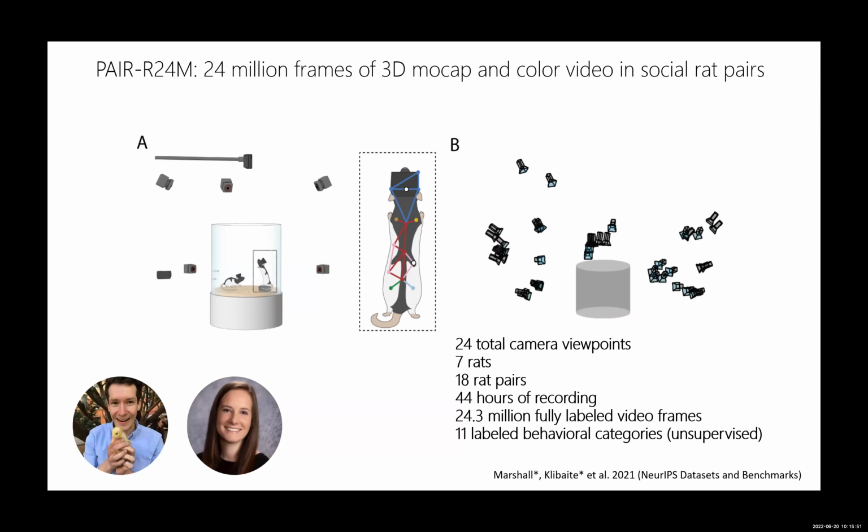And in order to track the identity of the animals consistently over time in these large data sets, one of the animals always got two little extra markers, which allowed us to distinguish the two animals consistently over time.